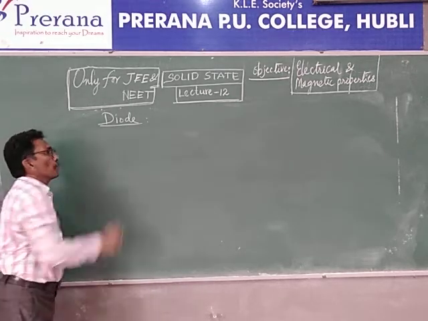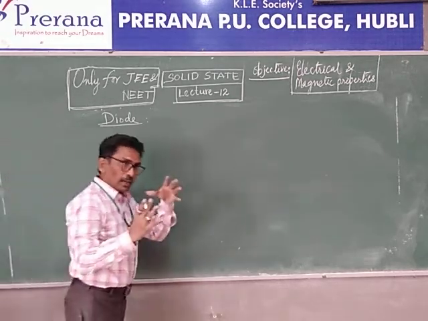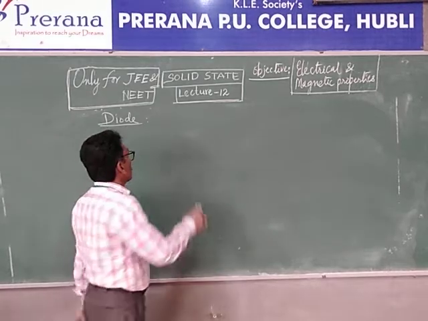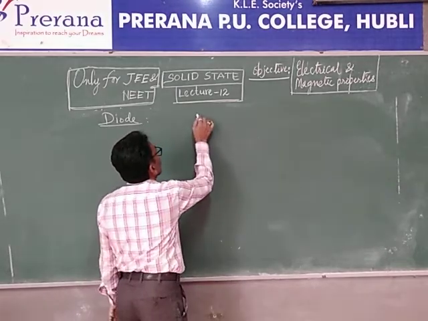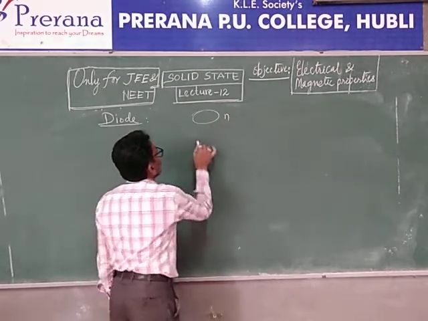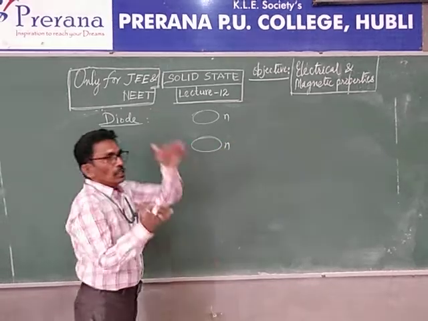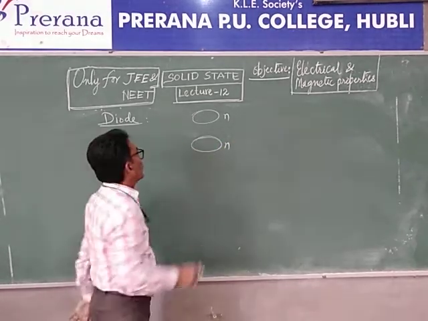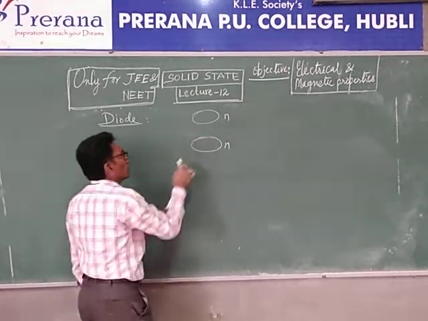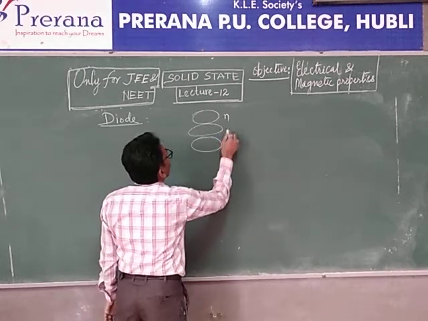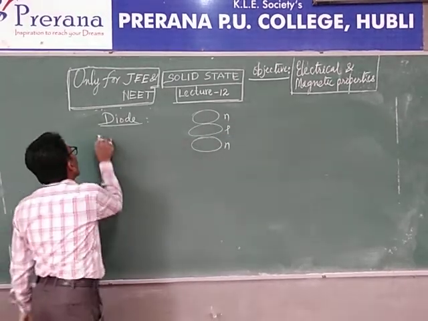And the diodes are prepared by constructing these diodes, these semiconductors. Suppose this is an N-type semiconductor, and these two are fixed with another one in the middle, like a sandwich. So here what is produced? This is an NPN diode.